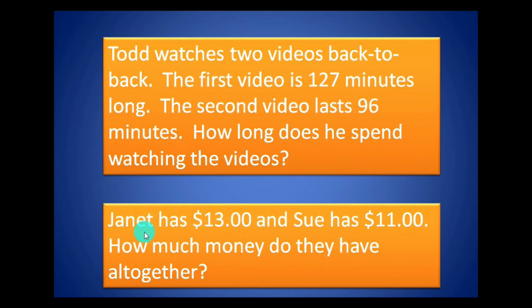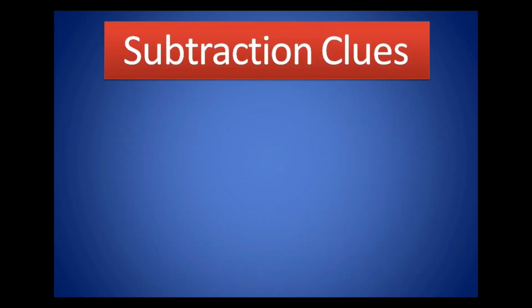Now your next one over here is: Janet has $13 and Sue has $11. How much money do they have all together? Remember that word, all together. That is an addition clue. So that tells you, my young detective, that if you add these two together, you would solve this problem. Okay? Let's see what else we have.